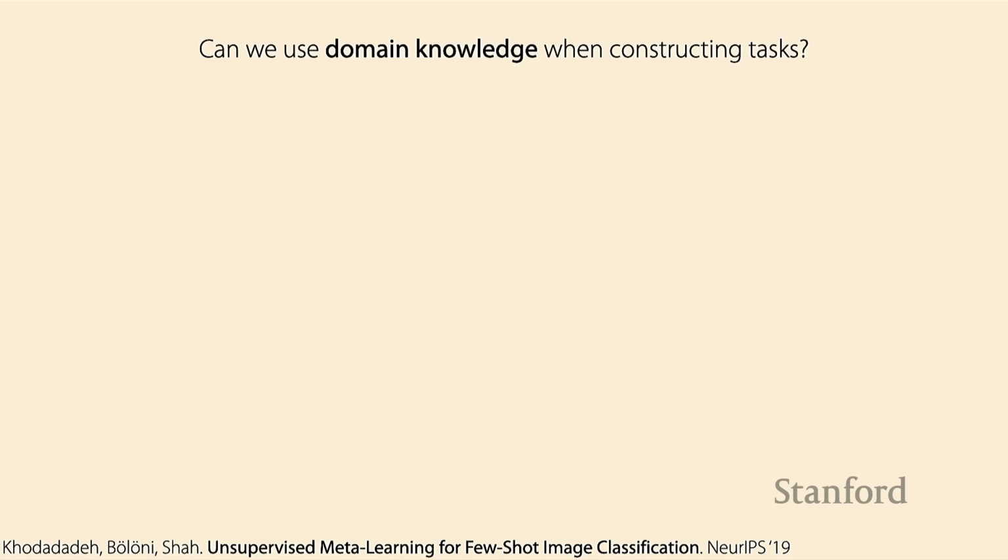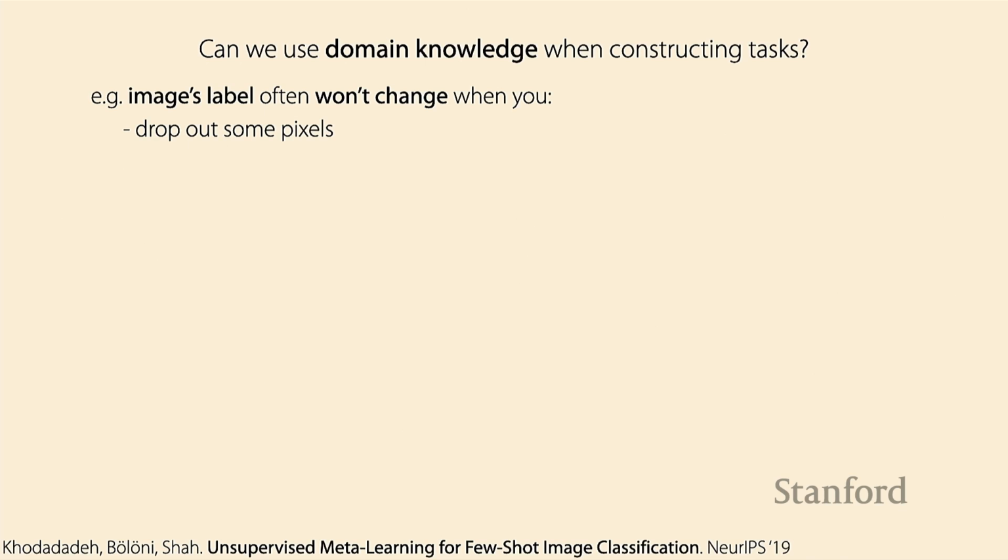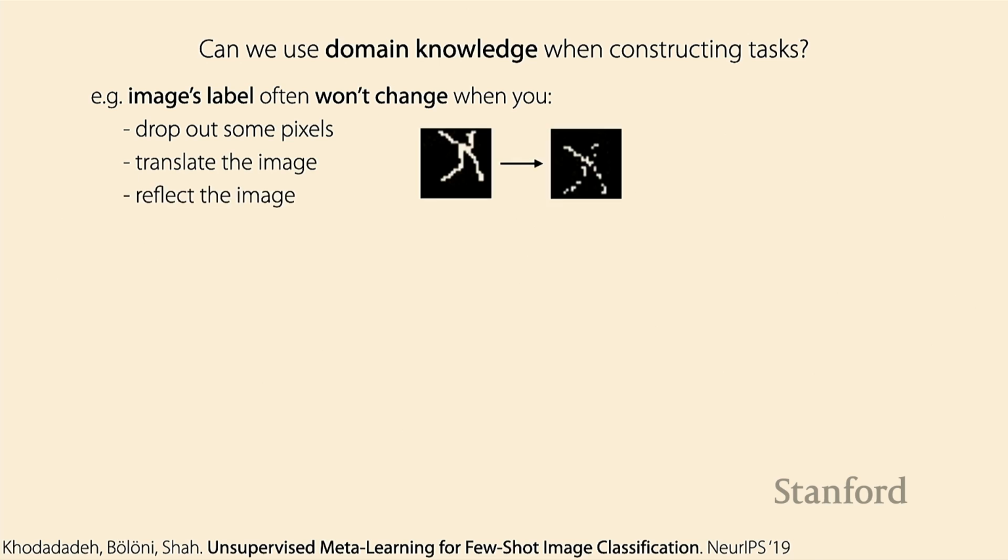Cool. So that was one way to construct tasks. And coming back to some of what we saw with contrastive learning, you can also construct tasks in a very similar way. For image data in particular, we know that an image label won't change if you apply certain transformations, like if you drop out some of the pixels or translate the image a little bit or reflect the image. If you take Omniglot and apply a transform like this, or flip a mini ImageNet image, the underlying categorization of the image won't change. And so we can use this to construct tasks.